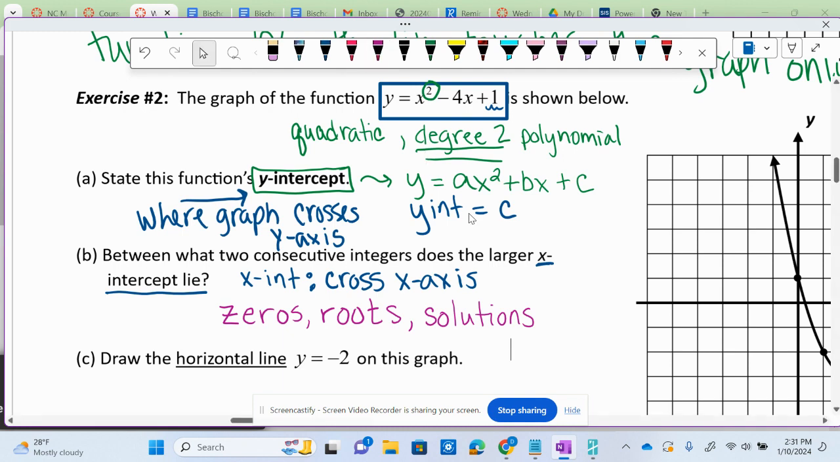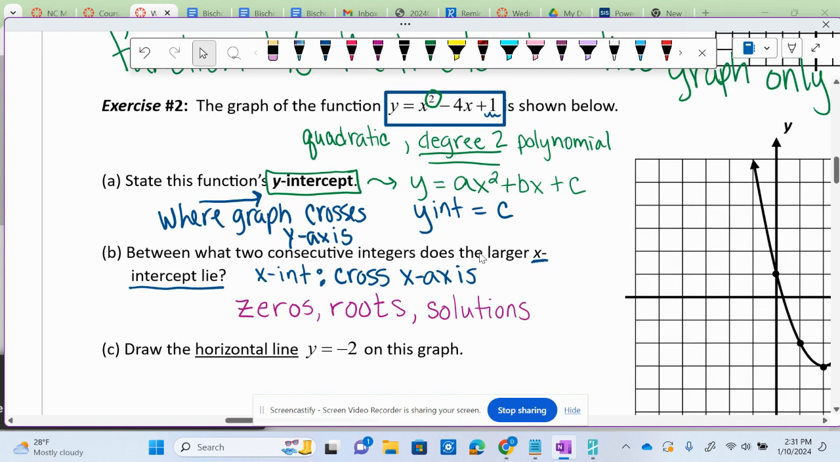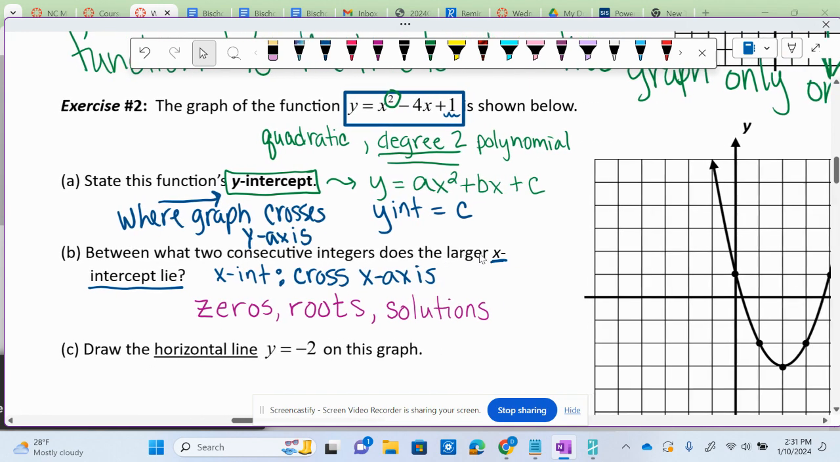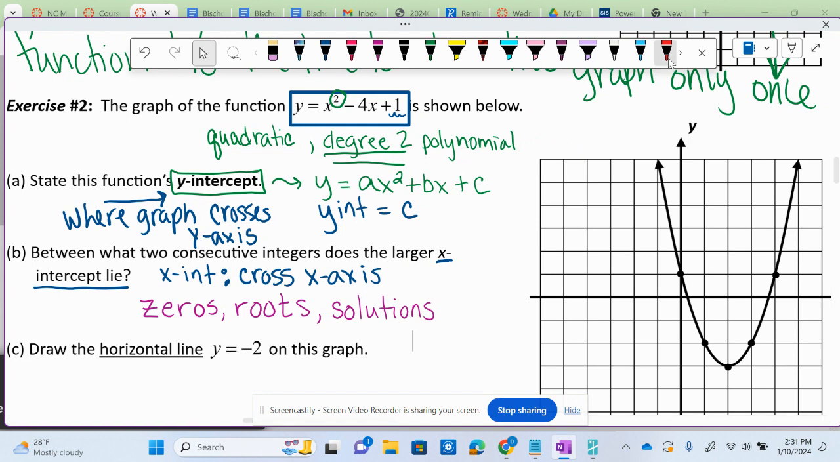So I'm going to look at this question that says, between what two consecutive integers does the larger x-intercept lie? So I'm going to use my red marker, and I'm going to show you, here's one x-intercept. That's where one point is that I cross the x-axis. And here's the other place where I cross the x-axis. I just want to know, what 2 numbers does the largest x-intercept fall in between? What 2 whole numbers does it fall in between? So first of all, tell me which x-intercept is larger, the one on the left or the one on the right? Yeah, the one on the right is larger.